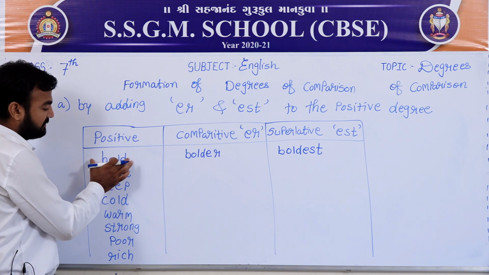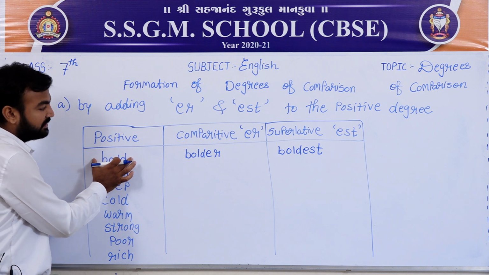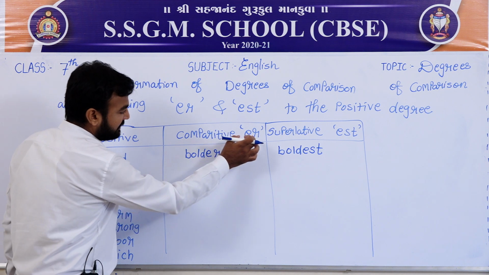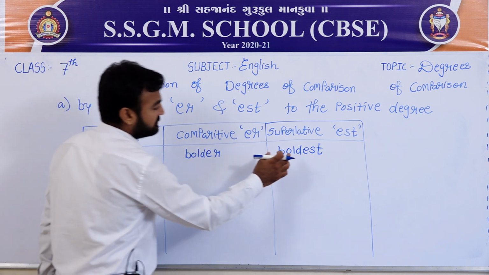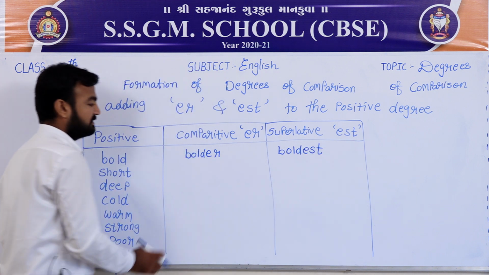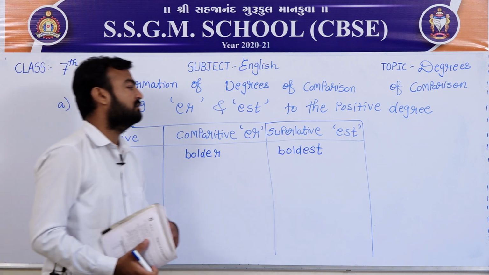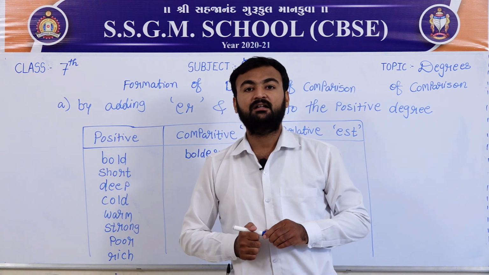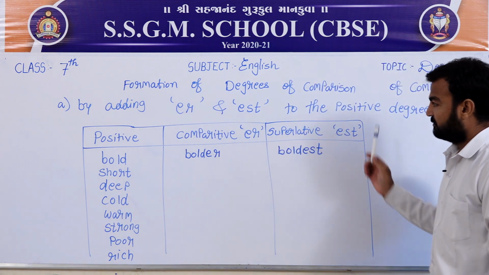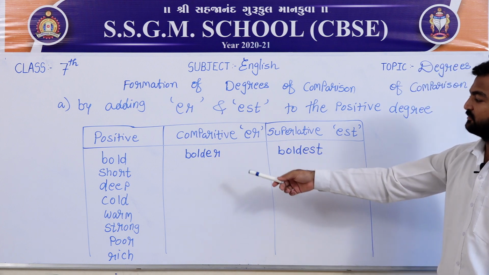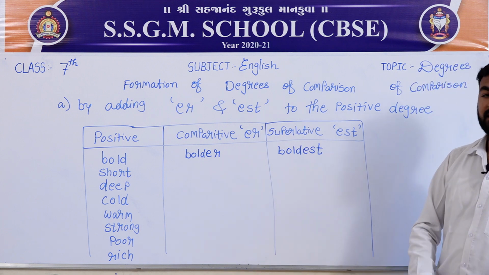Just keep this thing in mind that we have to add ER and EST to positive degree. So for that you have to write bold over here first and then add ER, and same bold, write bold over here and then add EST at the end. So this becomes bold, bolder, and boldest. Likewise, degrees of comparison are formed. Students, first write this thing also in your notebook and prepare such box like this, and you have to complete rest of the degrees in your notebook.